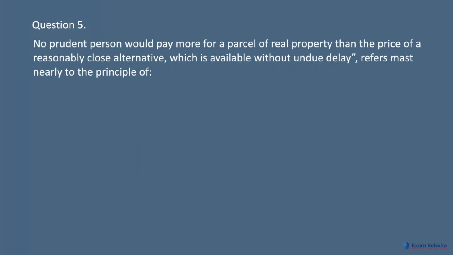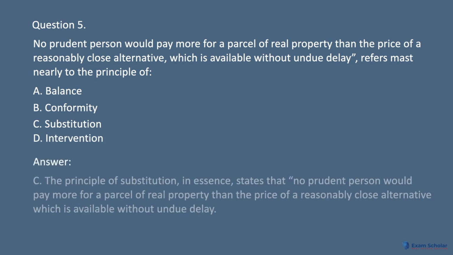Question 5. No prudent person would pay more for a parcel of real property than the price of a reasonably close alternative, which is available without undue delay, refers most nearly to the principle of: A. Balance, B. Conformity, C. Substitution, D. Intervention. Answer: C. The principle of substitution, in essence, states that no prudent person would pay more for a parcel of real property than the price of a reasonably close alternative which is available without undue delay.